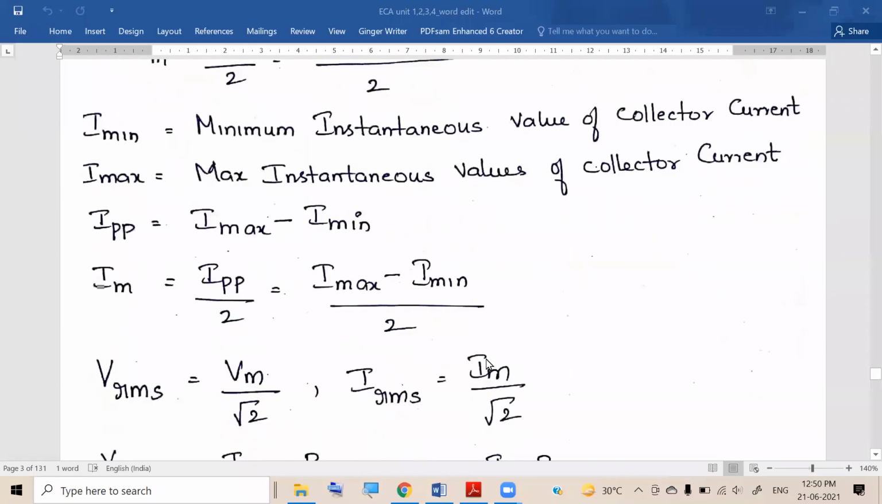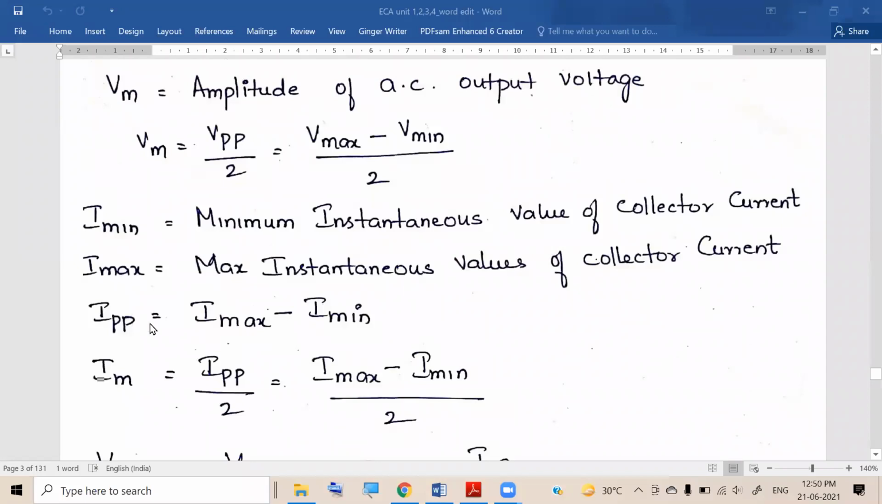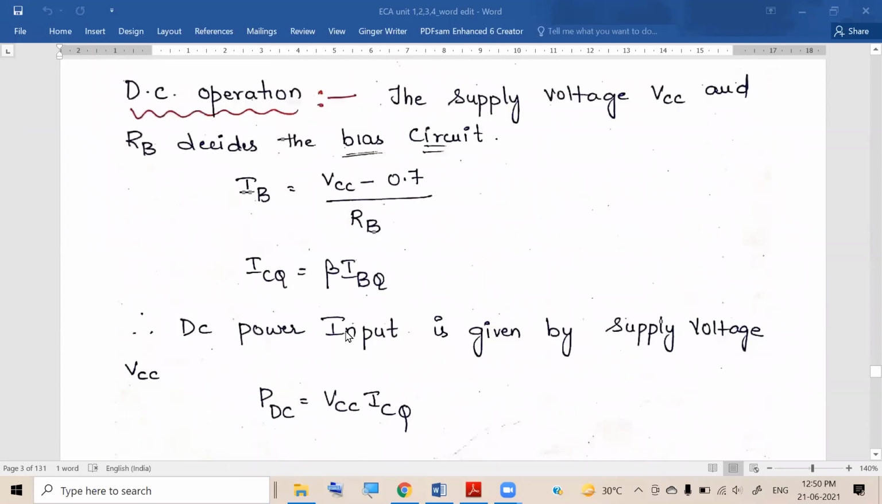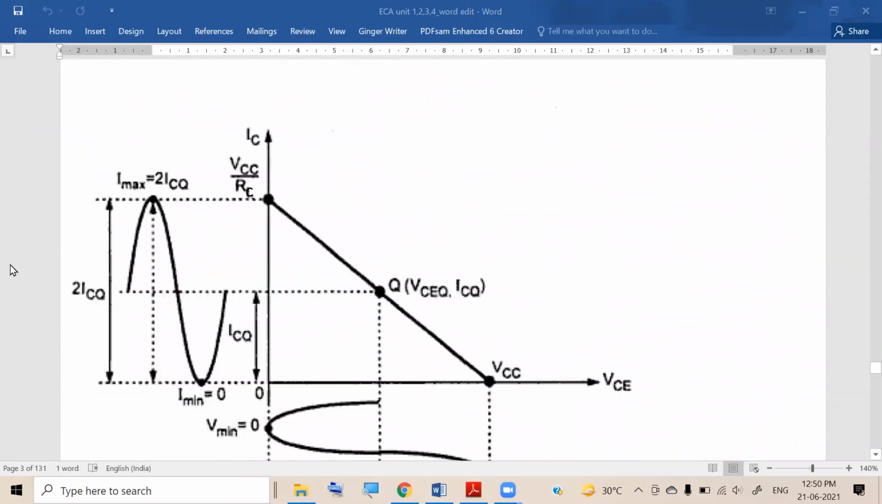As your friend has said, the peak to peak current is 2 ICQ. How are we getting that? We are taking the maximum peak minus the minimum peak, isn't it? The maximum peak minus the minimum peak is giving the peak to peak value. Is it clear? Okay.